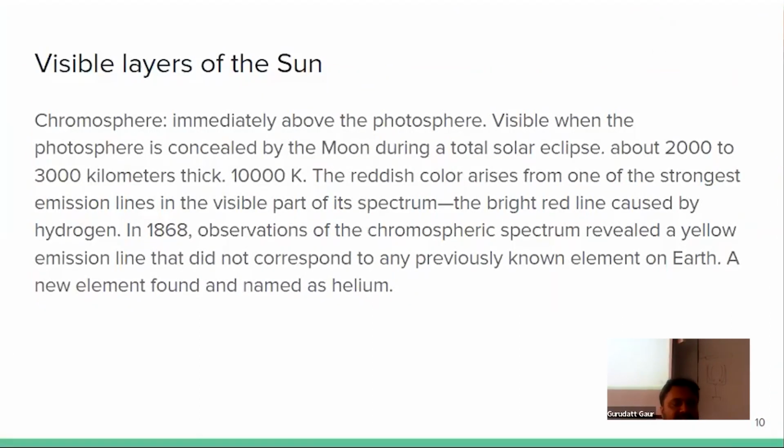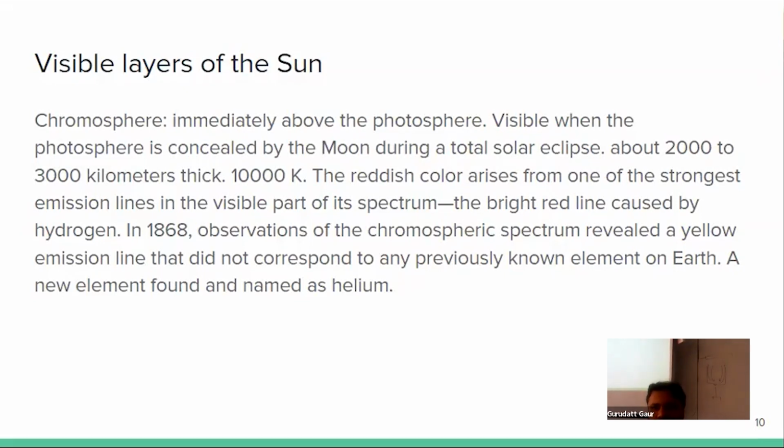So the next visible layer is the chromosphere. This was not known for a long time. Not visible normally, but you can see this chromosphere during the eclipse, the moon eclipse. Most of the light from the sun is blocked, so this becomes visible, because the photosphere is the brightest part. If you're seeing that, then you will not see anything else.